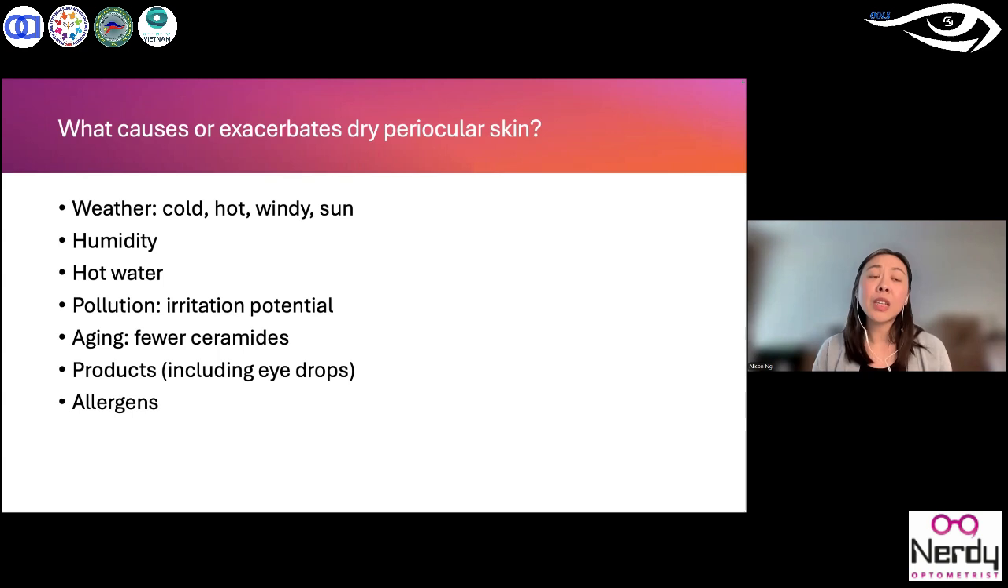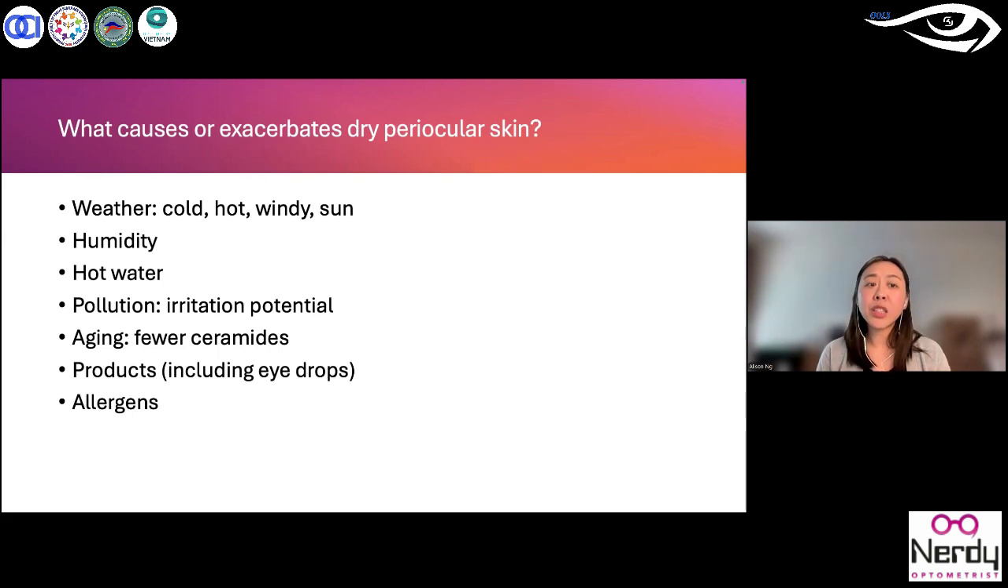Relative humidity, so this is kind of the environment that you're in. Very low humidity conditions, which we typically see in the winter times, can exacerbate dry periocular skin. This is really well known, particularly for our patients who are very eczema prone. Washing with hot water or being around hot water conditions can exacerbate and dry up periocular skin, in addition to pollution, which can increase the irritation potential to our skin.